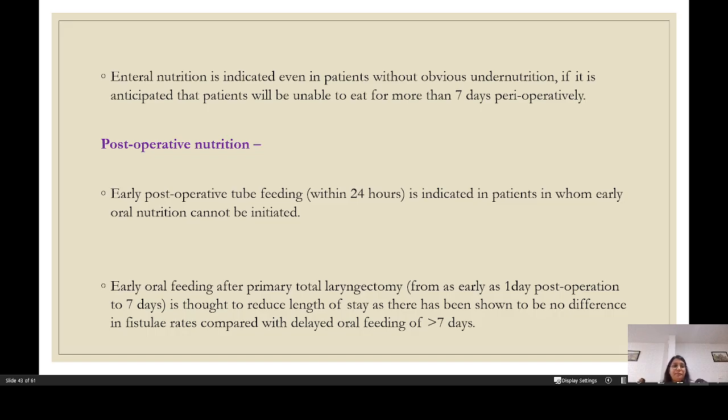Post-operative nutrition. Early post-operative tube feeding within 24 hours is indicated in patients in whom early oral nutrition cannot be initiated. Early oral feeding after primary total laryngectomy is thought to reduce length of stay. There has been shown to be no difference in fistula rate compared with delayed oral feeding of more than 7 days.